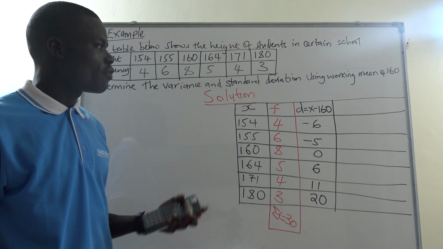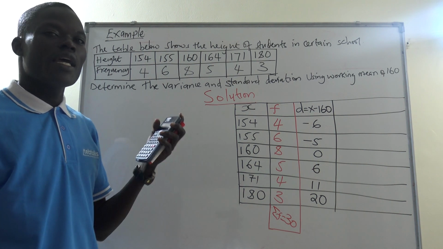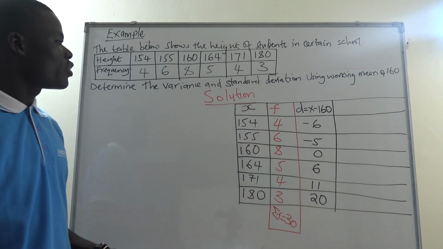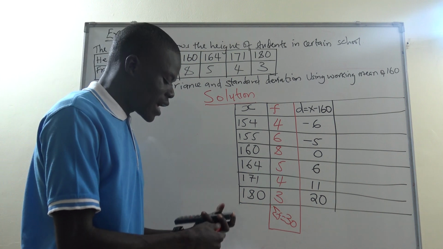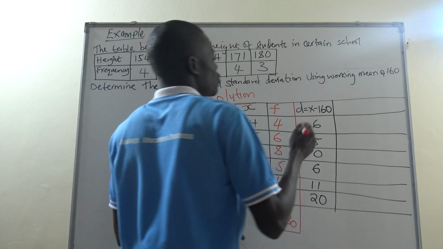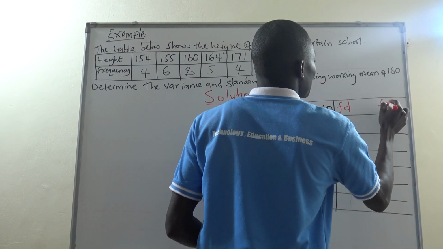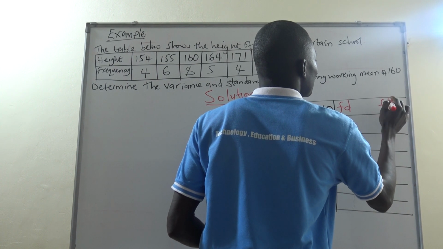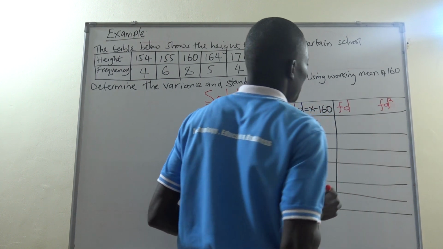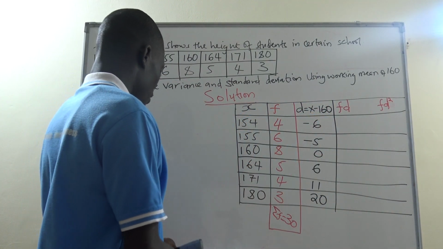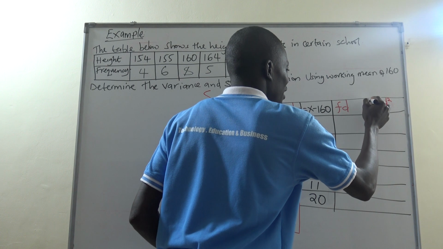After finishing deviation D, as we looked at before when starting this question, to find the variance we need the summation of frequency times its deviation D, and also the summation of frequency times deviation squared. So we need to get the column of FD and the column of FD squared. Those are the two columns which are remaining.